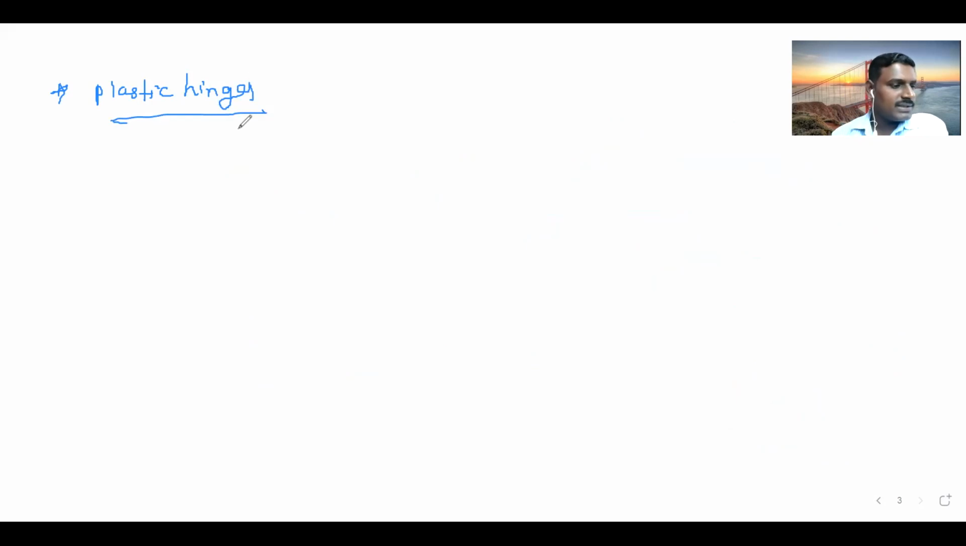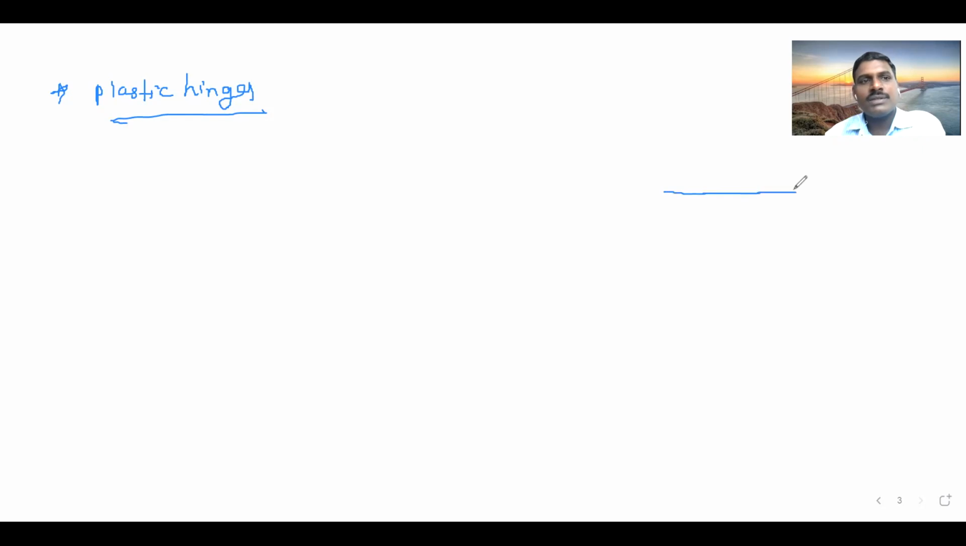Plastic hinges. What is a plastic hinge? So what is a hinge or hinge support? What is the meaning of hinge? As we have discussed in the last lecture about translation and rotation, where does rotation occur? At the hinge support.